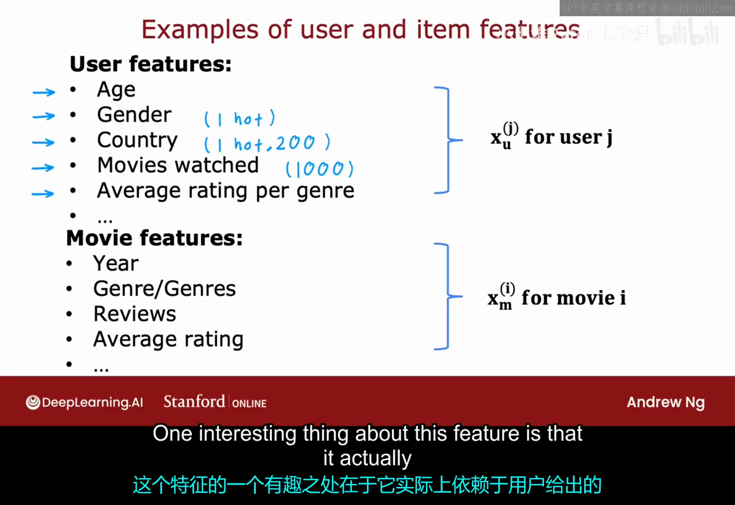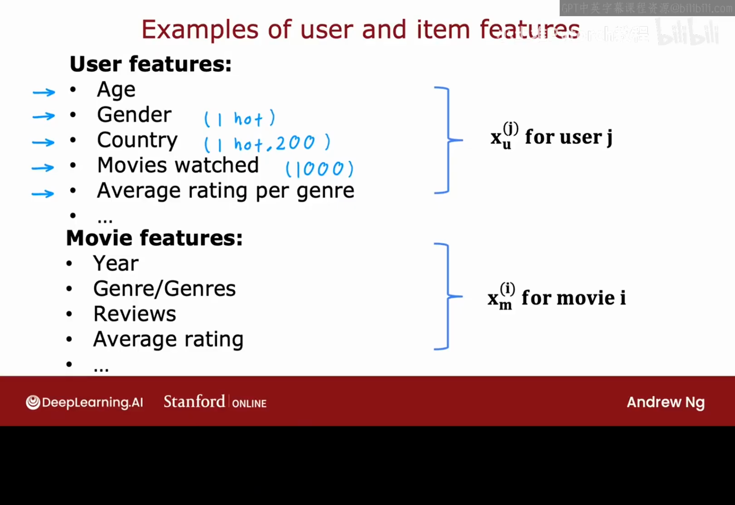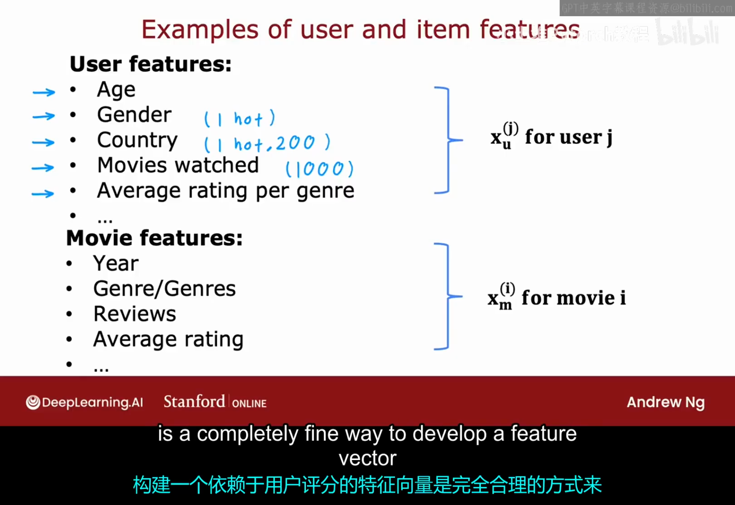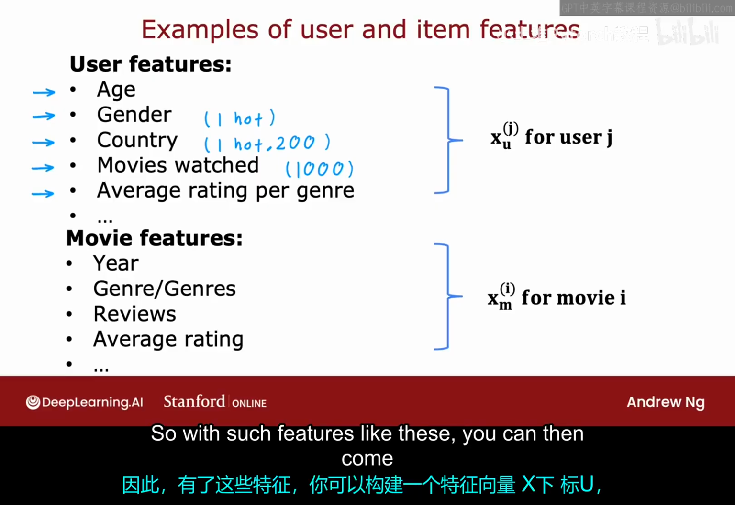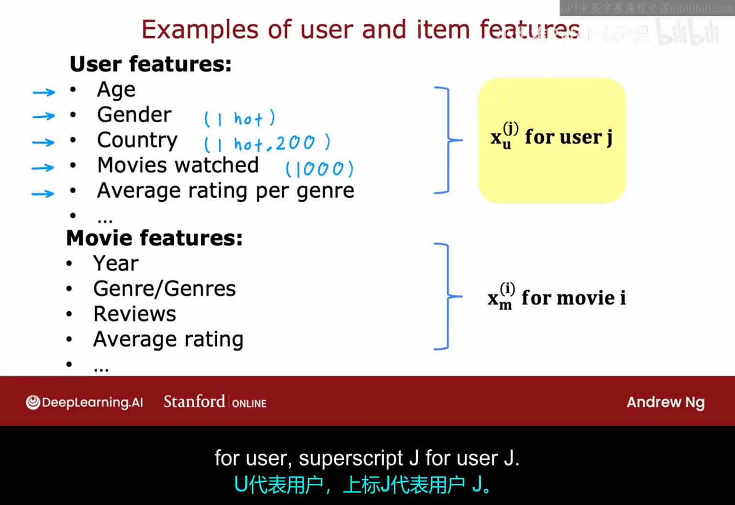One interesting thing about this feature is that it actually depends on the ratings that the user had given. But there's nothing wrong with that. Constructing a feature vector that depends on the user's ratings is a completely fine way to develop a feature vector to describe that user. So with features like these, you can then come up with a feature vector X subscript u, where u stands for user, and superscript j for user j.